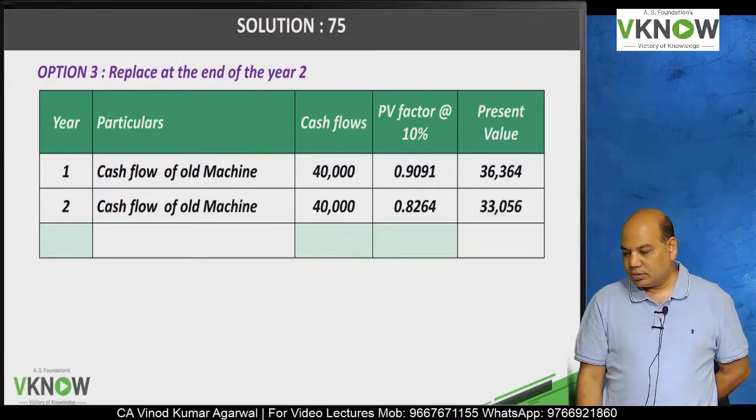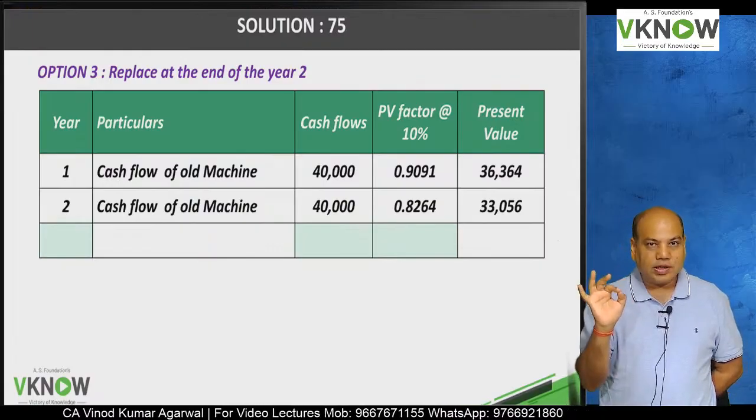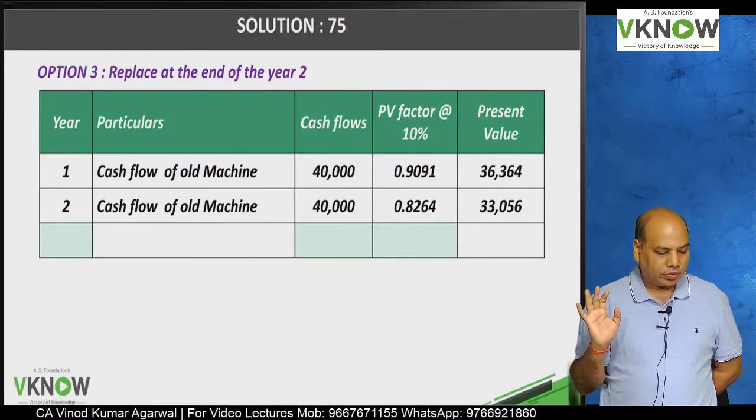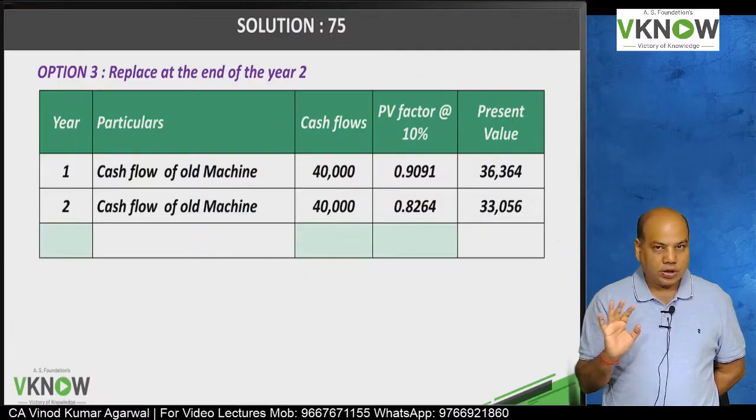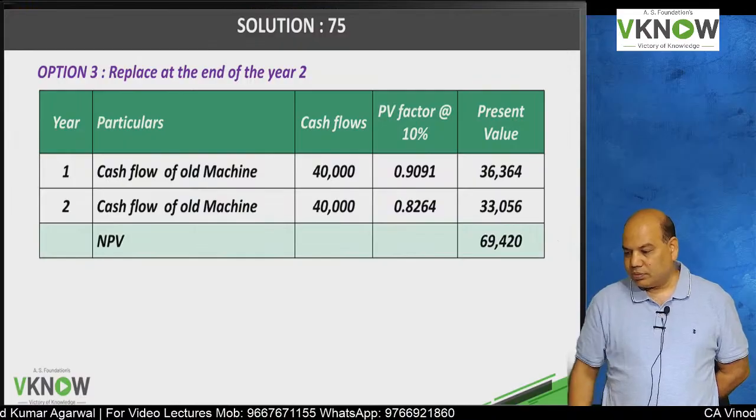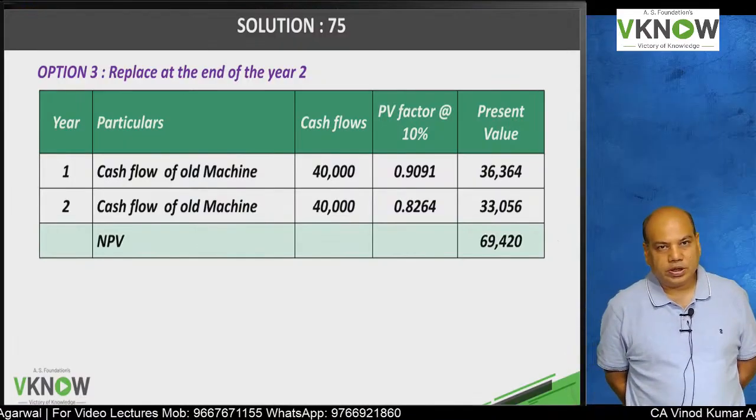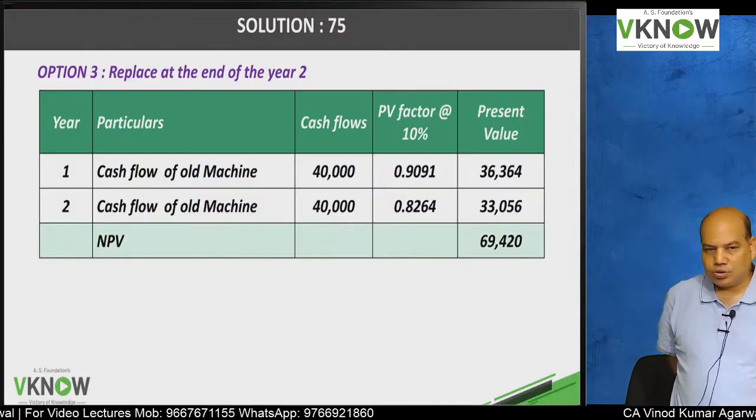40,000, 33,054. Now we don't know what is the salvage value after 2 years. From the reading of the question, it is not clear. So I have ignored it. So my NPV, or present value, will be 69,420.